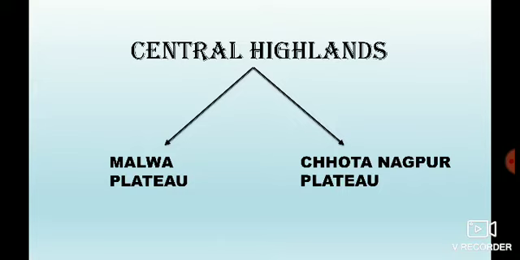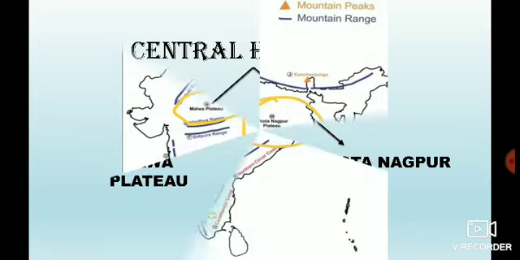Okay, children. So this is very important. The Peninsular Plateau is divided into two plateaus. They are the Central Highlands and the Deccan Plateau. The Central Highlands consists of Malwa Plateau and Chota Nagpur Plateau. So where are Malwa Plateau and Chota Nagpur Plateau located in the Central Highlands?